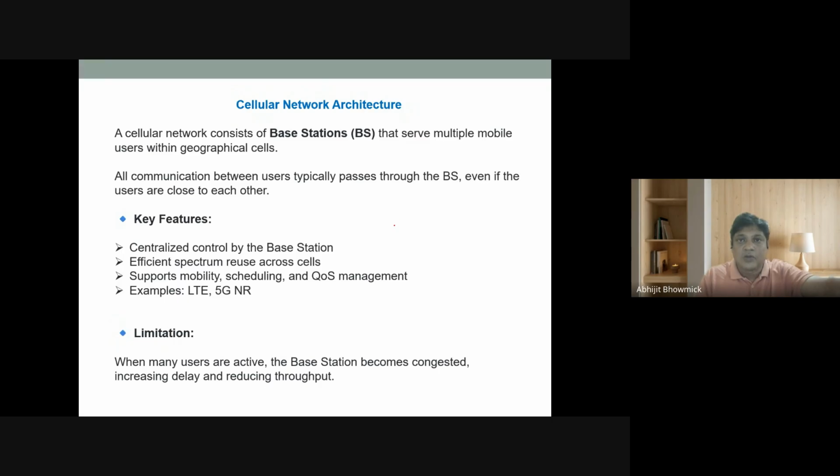In a cellular network, what happens is the entire geography, say for an example, this much area, is divided into a number of cells. Normally, in theory, we consider a hexagonal cell shape. In practice, it is irregular. Now we may raise one question: why hexagonal?